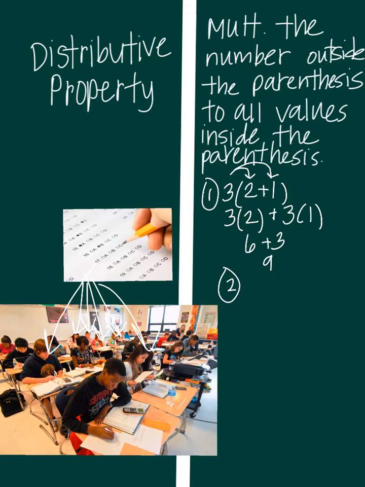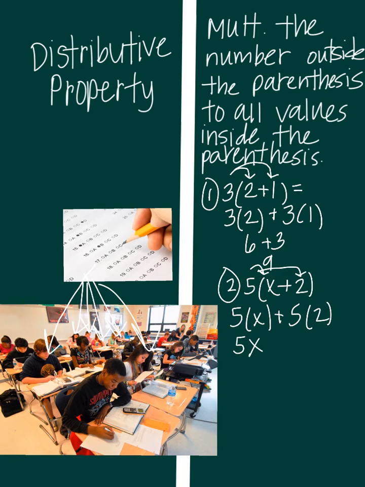Or if we had 5 times x plus 2. Draw your parentheses. 5 times x plus 5 times 2. You could simplify that to 5x, to squish the 5 and the x together, plus 10.